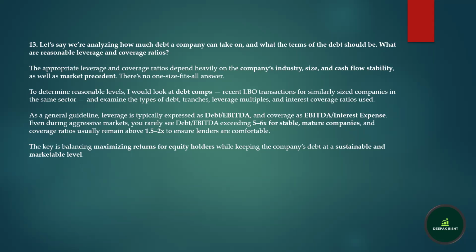So reasonable leverage and coverage ratios come directly from comparable credit issuance and the company's cash flow resilience. Most LBOs fall in a range of 3 to 7x leverage, with interest coverage comfortably above 2x, but below 4x. And anything outside those ranges would be difficult to syndicate and unlikely to pass lender scrutiny.